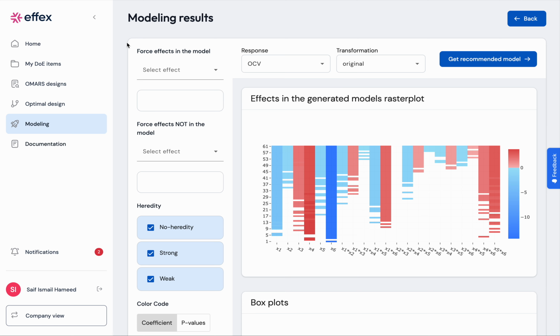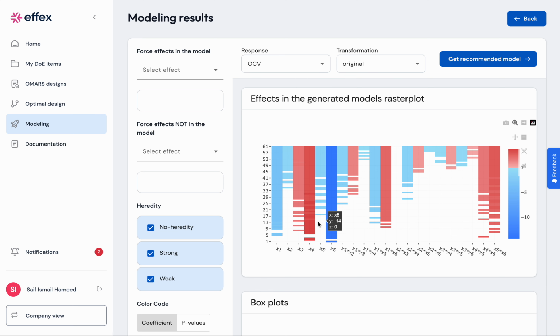Now, let's say that you have all these models and you look at it and it's nice, but you have prior knowledge that there are certain variables, certain effects that must be present always because they must have some effect on your outcome. So you only want to look at models that have that term present.